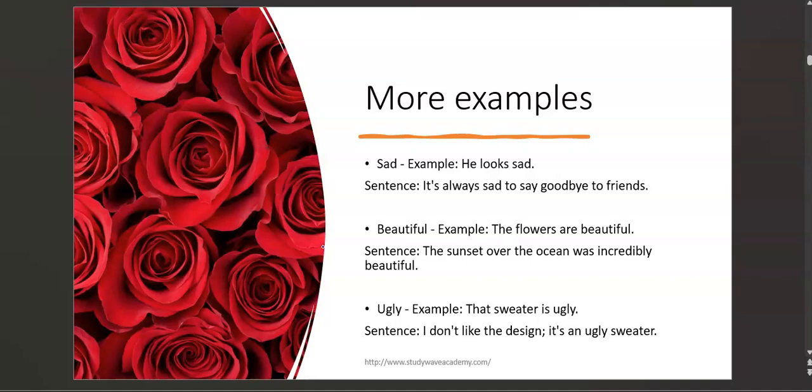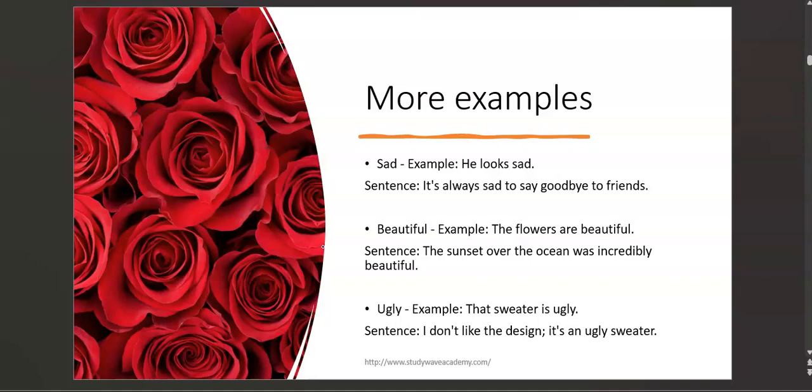Beautiful is another example. The flowers are beautiful. The sunset over the ocean was incredibly beautiful. Now look at those two sentences. You're not just talking about the flower, but you're appreciating the beauty of the flower. Now beautiful tells us more about how the flower is. The flower is very beautiful. The sunset is not just any other sunset. It's incredibly beautiful. It's a beautiful sunset.